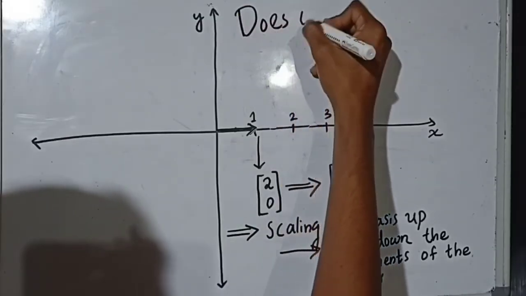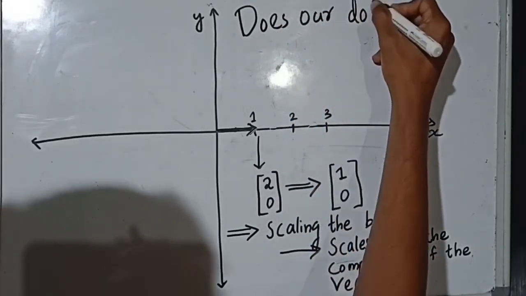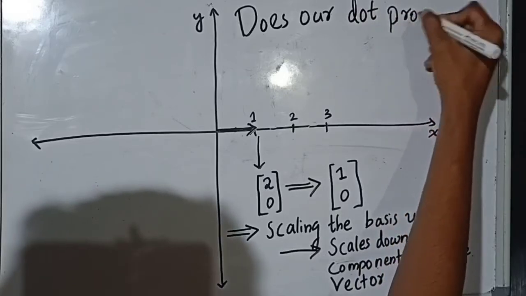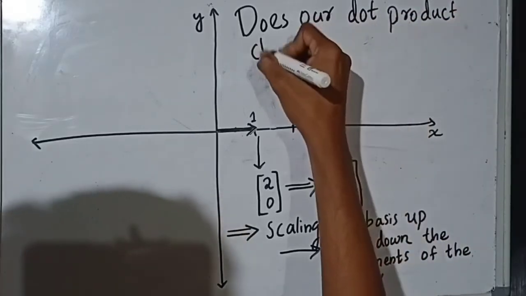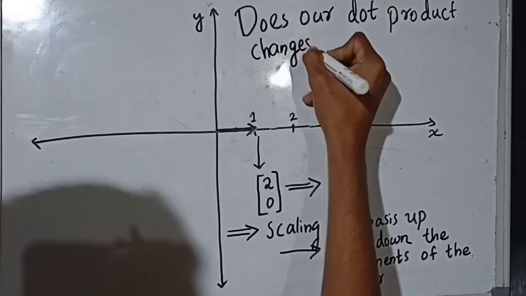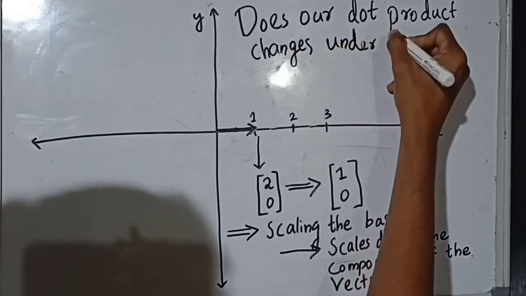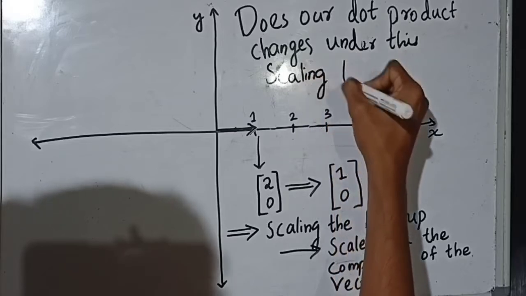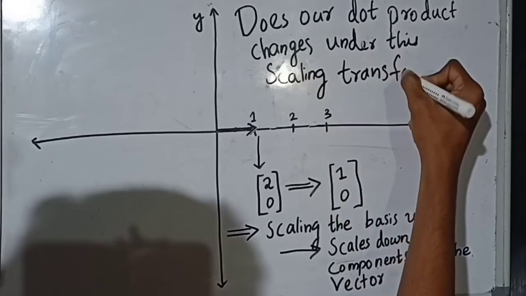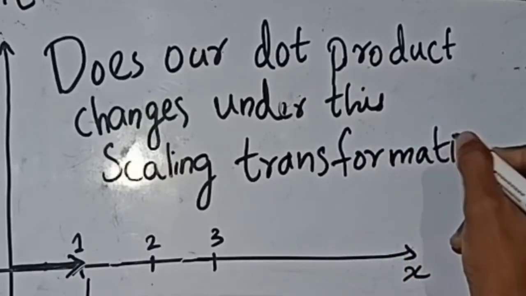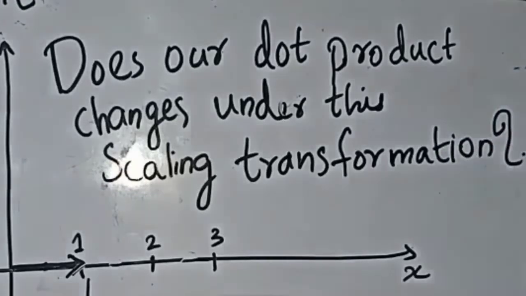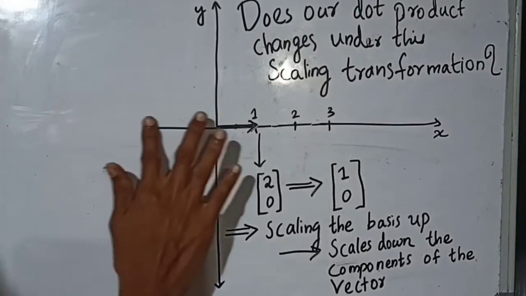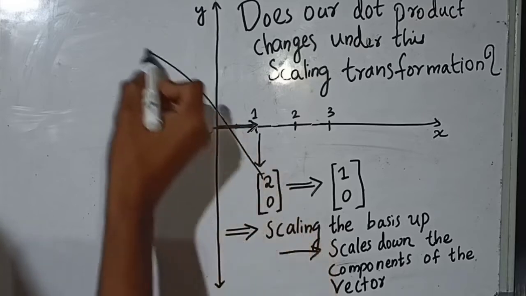We know that the dot product is preserved under coordinate transformations. So let me ask you, does our dot product change under this scaling transformation? Does it change? So let us check that.